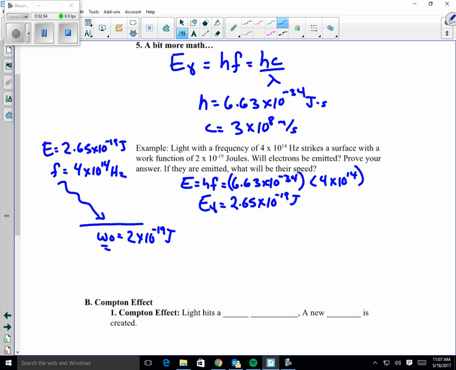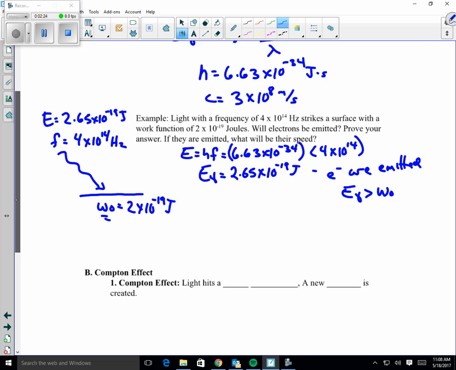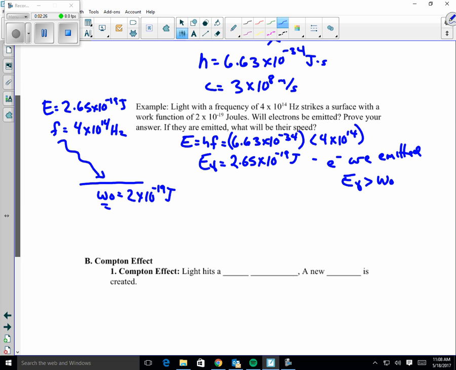And I know that electrons are going to be emitted because that energy is greater than that work function. So, yes, it's emitted, because the energy of the photons is greater than the work function. Now, it says it wants to find the speed. In order to do that, we have to find the kinetic energy.